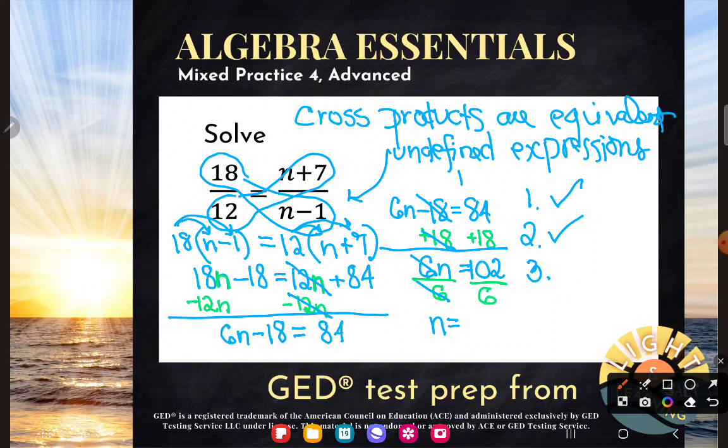And how many times does 6 go into 102? I'm going to use sight division, which there's a video for on the channel if you want one. So 6 goes into 10 once, remainder 4, and 6 goes into 42 7 times. What would n have to be to make the original proportion true? N would have to be 17. All right, strong work, you guys. Super proud of you.